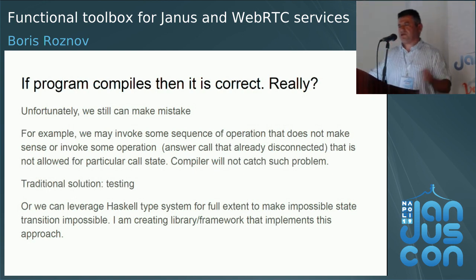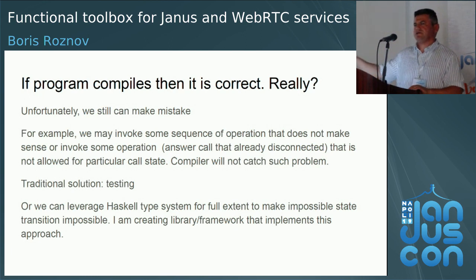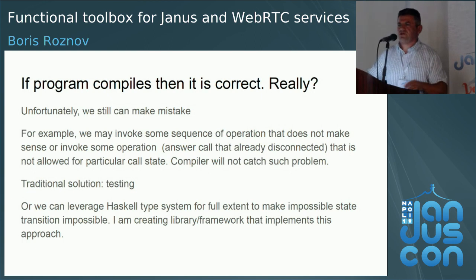So the traditional solution for this is, okay, we just do testing. There's not much we can do. And the idea that I started to explore is: can we describe our model to leverage the power of the Haskell compiler and rich type system to catch this type of error at compile time? So we can get really close to: if the program compiles, then it works.